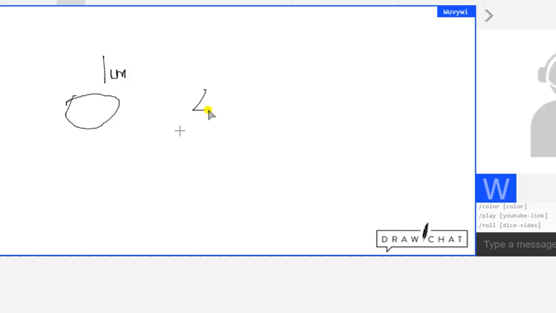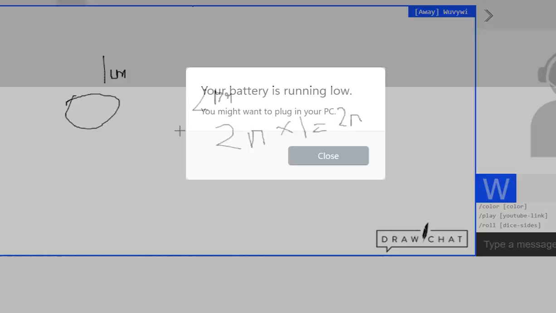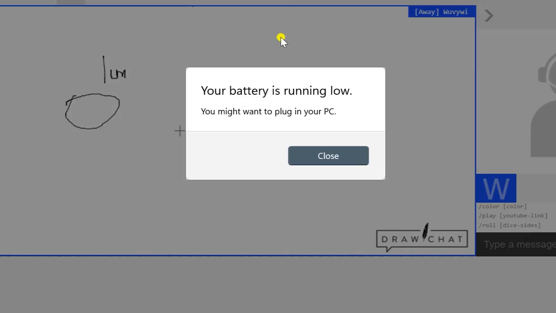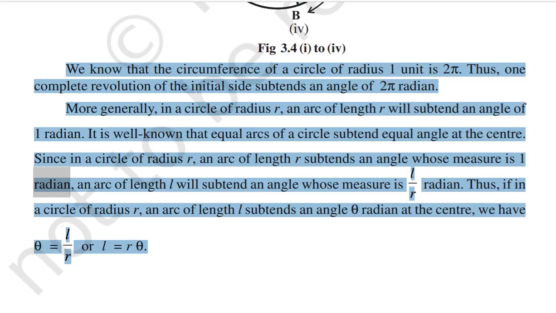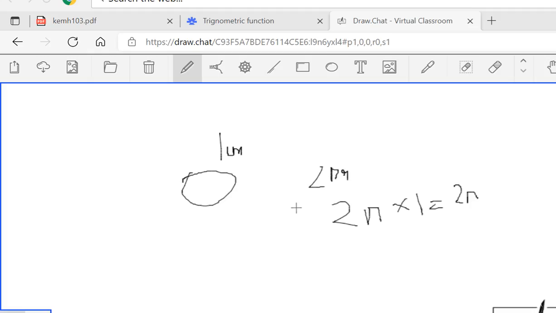The formula is 2 pi r, but here it will be 2 pi. Why? Because 2 pi into 1 is equal to 2 pi, right? So it will be 2 pi here. Many people will have confusion there. So we'll finish radian and then we'll end the module here because it'll become too long.